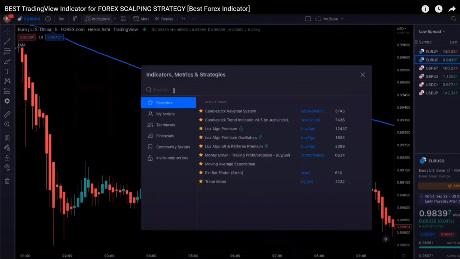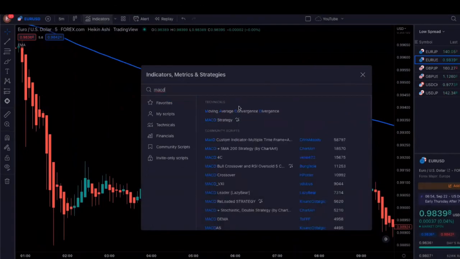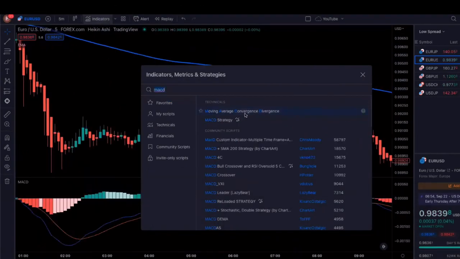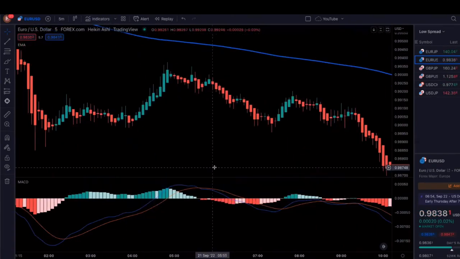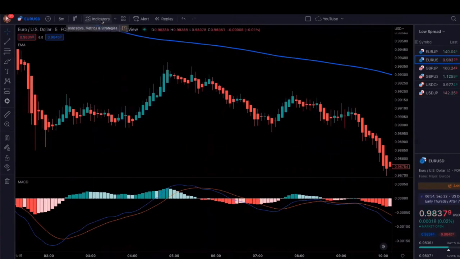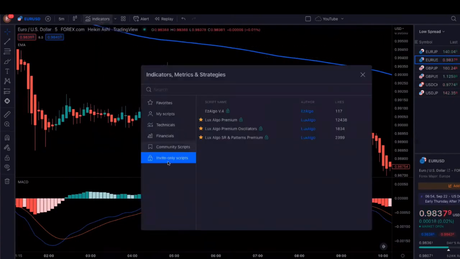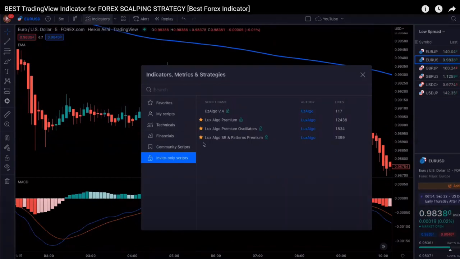The next indicator is also free. It's the MACD, the moving average convergence divergence. We're going to keep it as is. We're not going to make any changes to it. And the last indicator, the third indicator we're going to add, is a premium indicator called EzAlgo. Once you get it... Why is this guy using Lux? All right, someone comment something under his video. All right, it is EzAlgo right here.